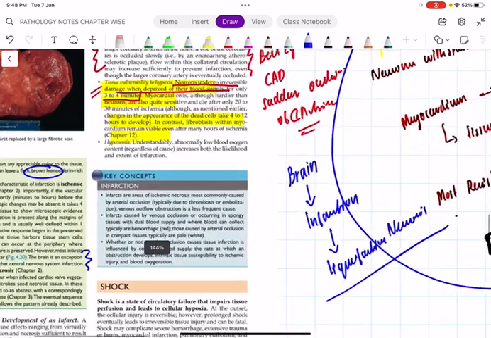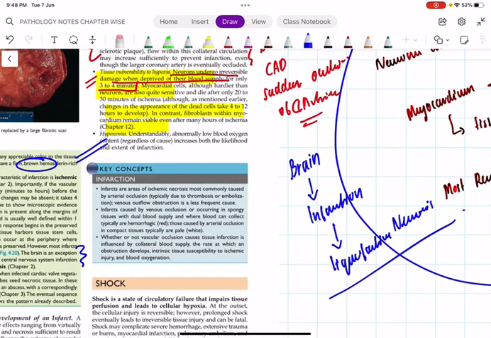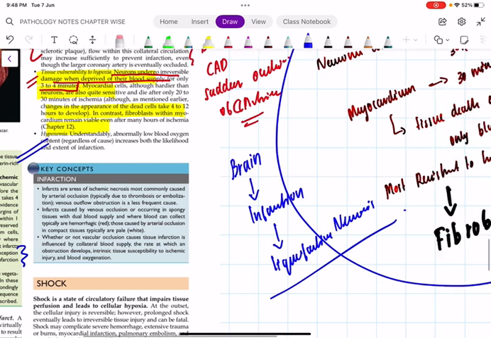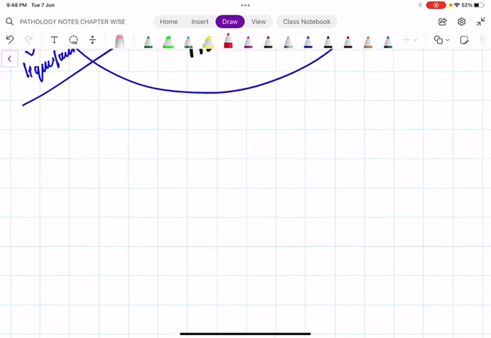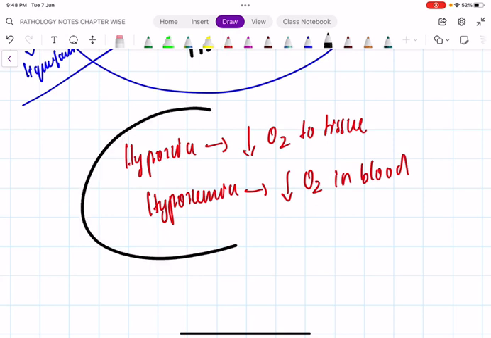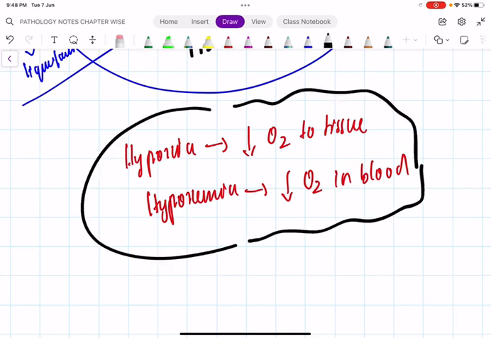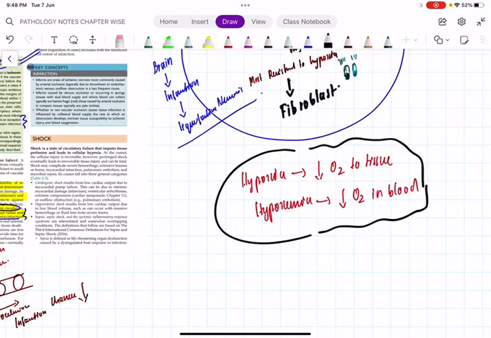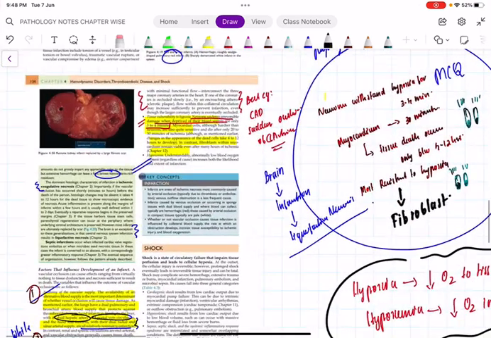Okay? Yes. Finally, hypoxemia, that means because of low blood oxygen. Hypoxia and hypoxemia, what is the difference? Hypoxia means decreased oxygen to tissue. Hypoxemia means decreased oxygen in blood. Very basic question. They may ask in any clinical postings. Fine. Hypoxia and hypoxemia. This finishes infarction.